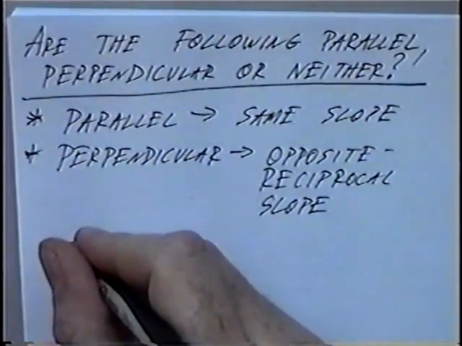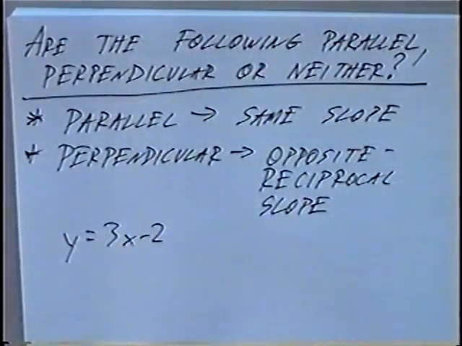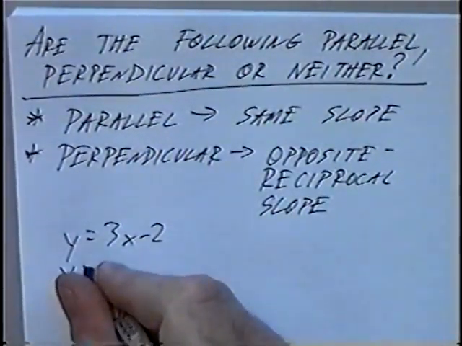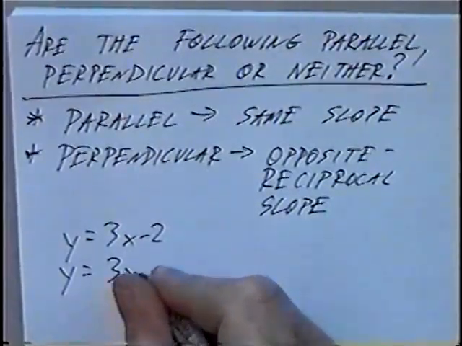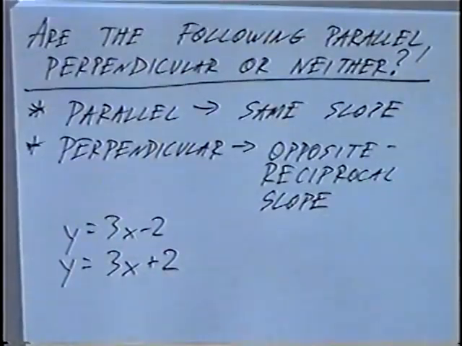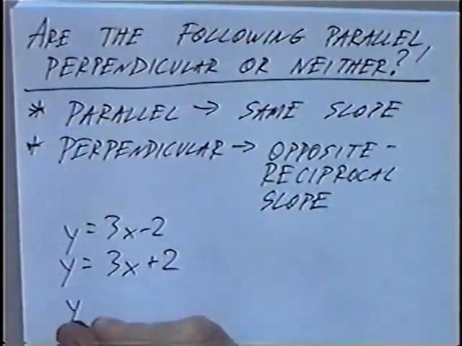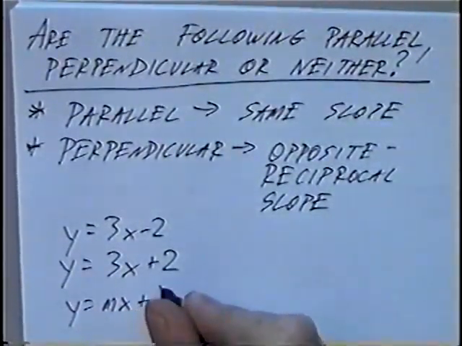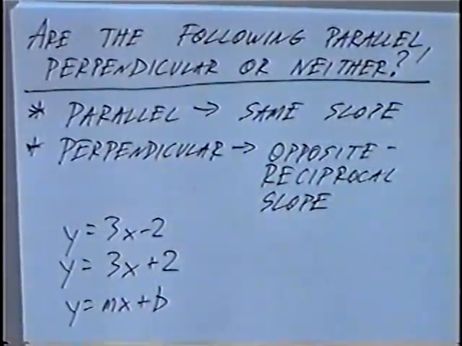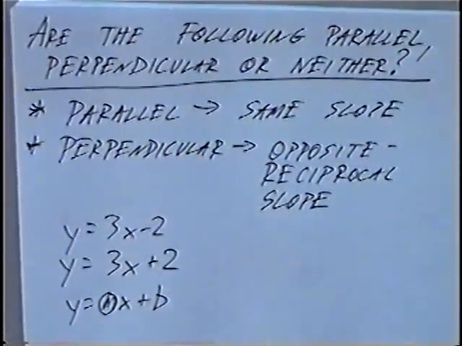First question we'll look at is y equals 3x minus 2. And the second equation for the same problem, y equals 3x plus 2. Looking at these two equations, we can figure out if they're parallel, perpendicular, or neither. If you remember from Algebra 1, y equals mx plus b is the equation for slope-intercept form. The m is the slope, so the number in front of x will be the slope.